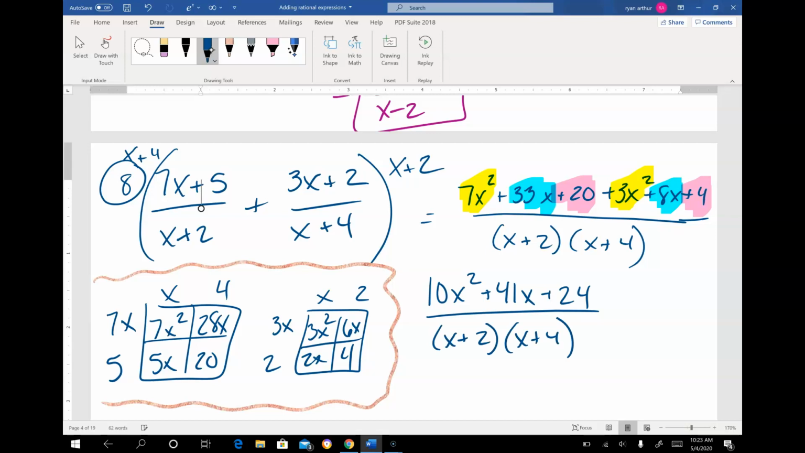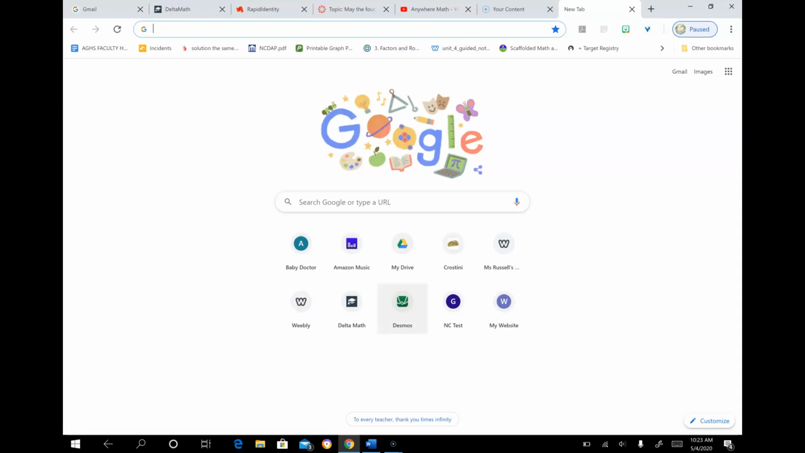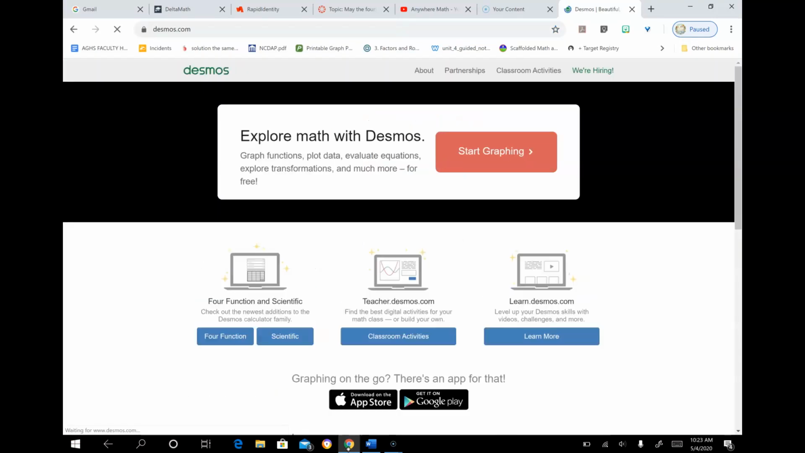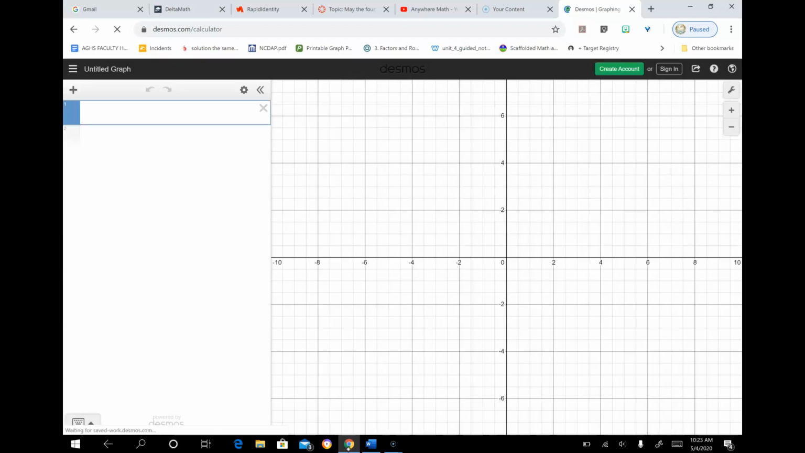Now, check it, because you can't factor out a GCF. So let's check this to see if it can be factored. A is not one, so I would actually go to Desmos and see if we can factor it, okay? So let's go to Desmos. Let's pull it up. And so we're going to see if it crosses the x-axis at nice pretty factors, okay?